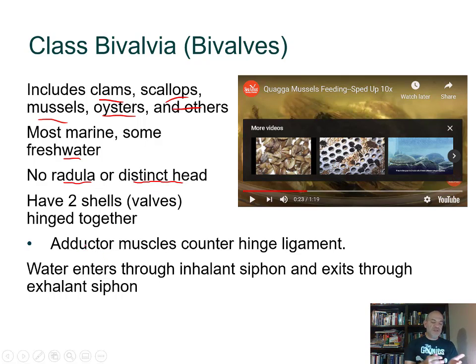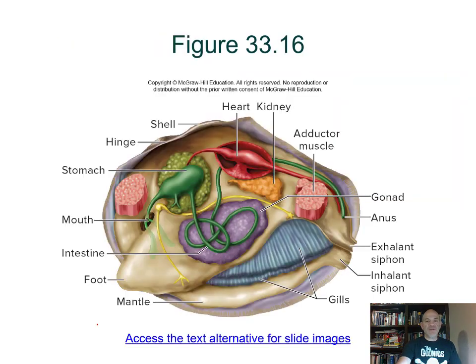The two shells would typically want to stay open because of a ligament, but then they have two muscles called adductor muscles. Adductors pull things into the main axis of the body. So they have an anterior and a posterior adductor that pulls the shells together. They bring water in through an inhalant or in-current siphon, and then water goes out through the exhalant siphon, which I showed you, how that water circulates in the diagram earlier. And here's that same diagram. You do have a mouth up here.